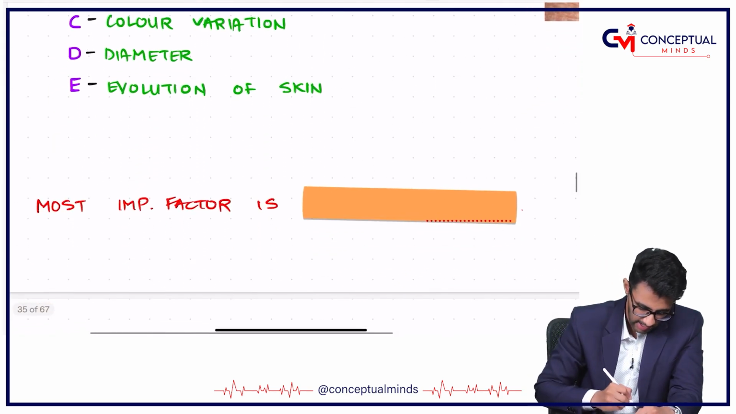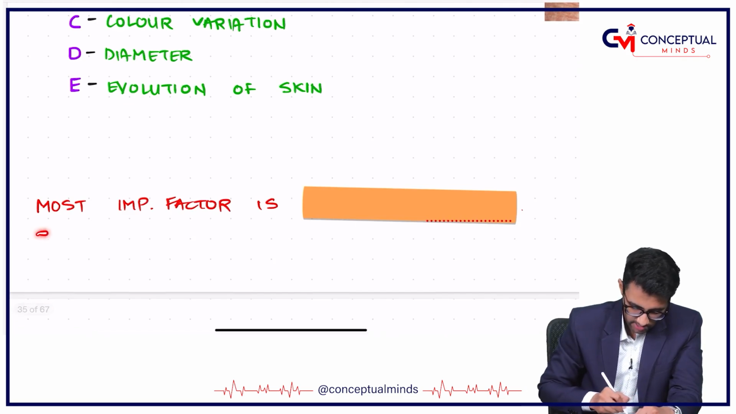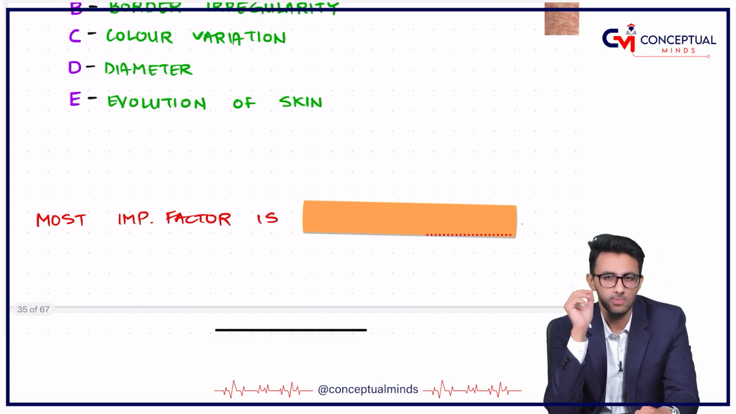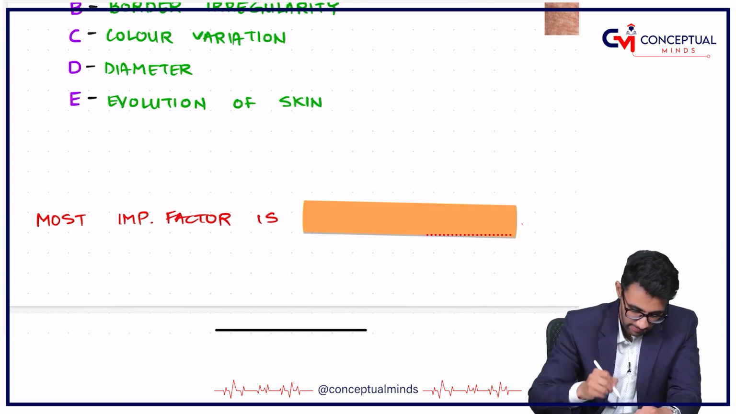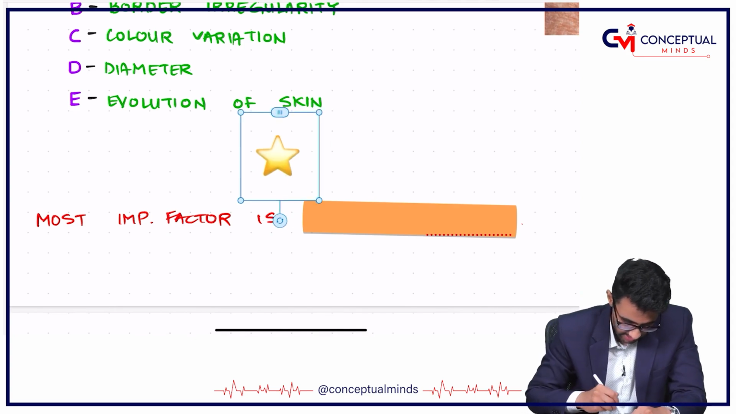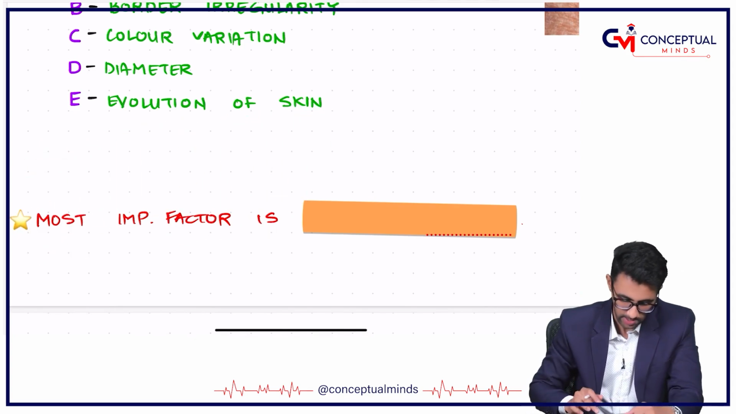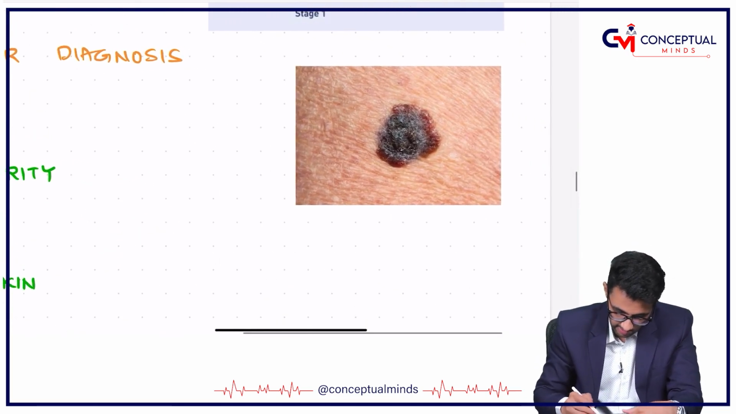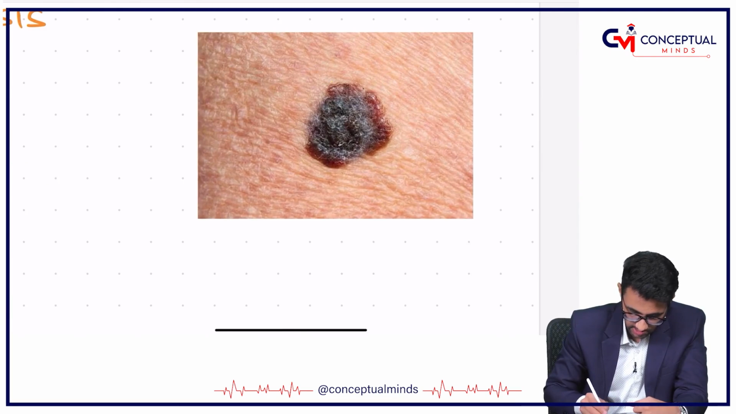Meanwhile, I have one question here: what is the most important factor when we see a melanoma? This is actually a PYQ, and it is one of the very star questions. Let us go ahead, and let me just draw the margins of this lesion.